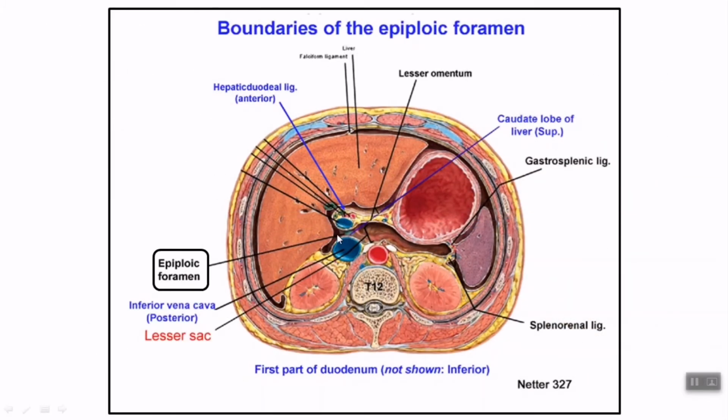These are the boundaries. Here we can see this is the anterior boundary of the epiploic foramen. This is the free border of the lesser omentum containing bile duct, hepatic artery, and posteriorly the portal vein, and the posterior boundary of the epiploic foramen is the inferior vena cava.